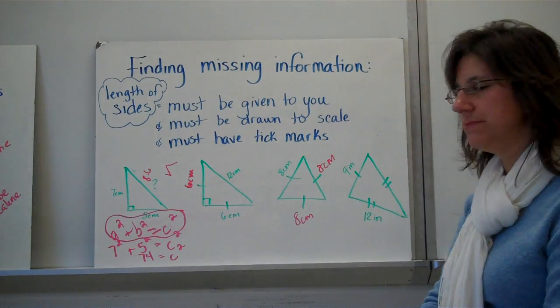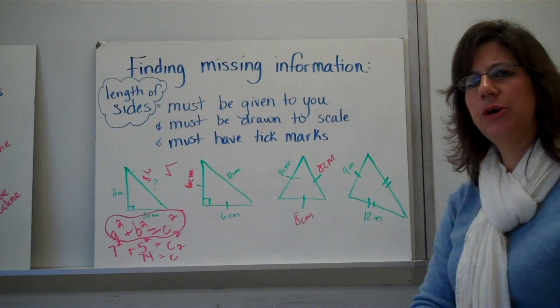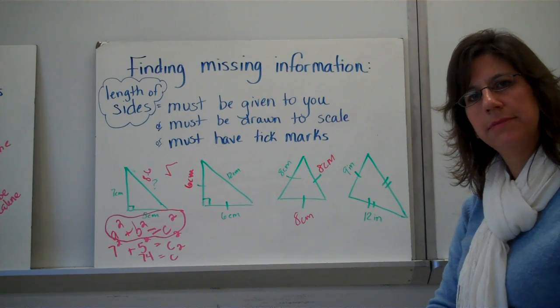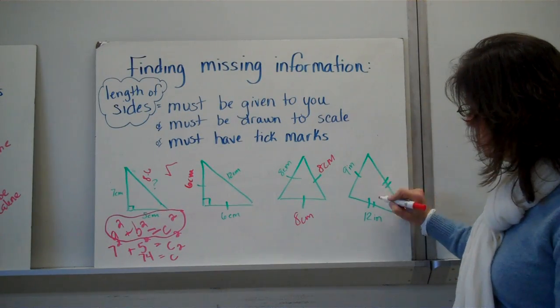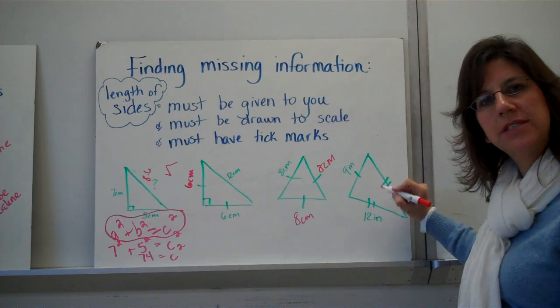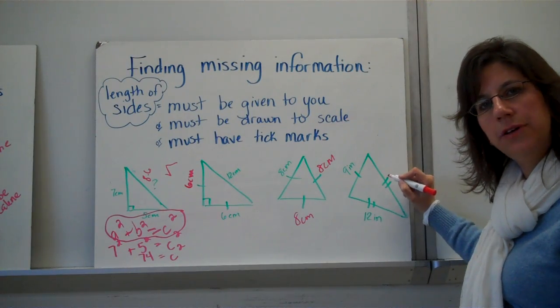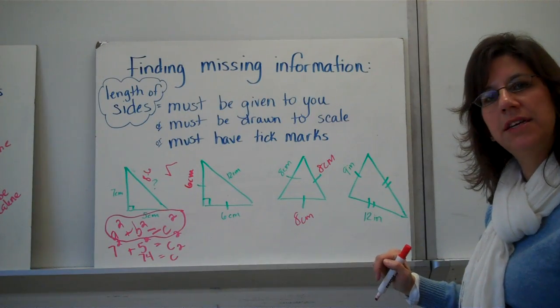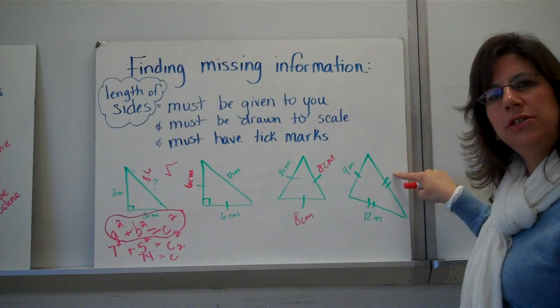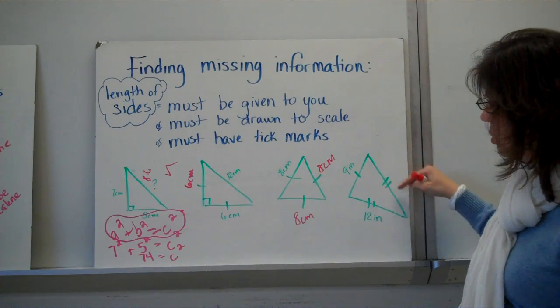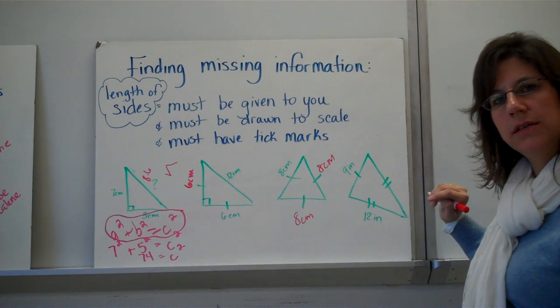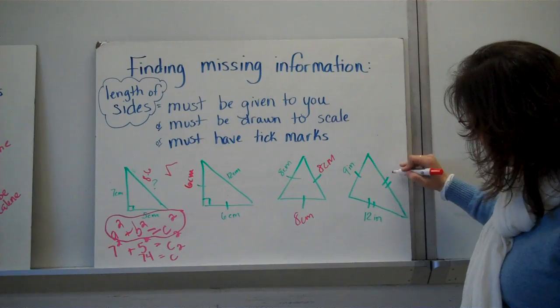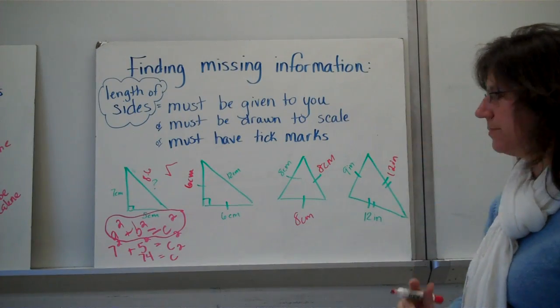Take a look at this last one. Do you notice anything about the tick marks? These two sides have 2 tick marks. That means those two are the same value. This one has a different number of tick marks and therefore has a different value. So how big do you think this one is? How long do you think this side of the triangle is? You got it, 12 inches.